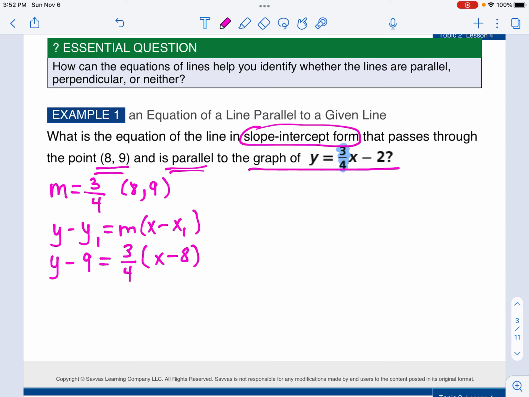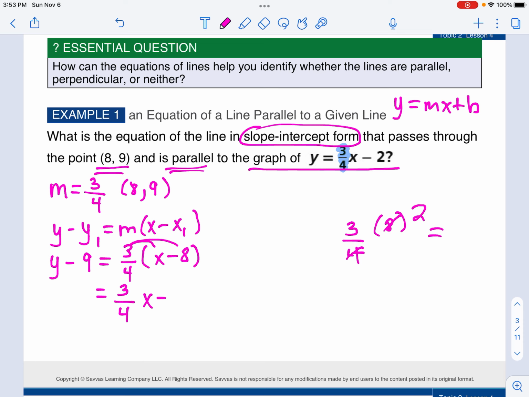Then, to write the equation in slope-intercept form, y equals mx plus b, we're going to get y by itself. So we distribute our 3/4 on the right side of the equation. We end up with 3/4x minus 3/4 times 8. We cancel, leaving us with 2. 3 times 2 is going to give us 6. We bring down our y minus 9. And the last step is to add 9 to negative 6.